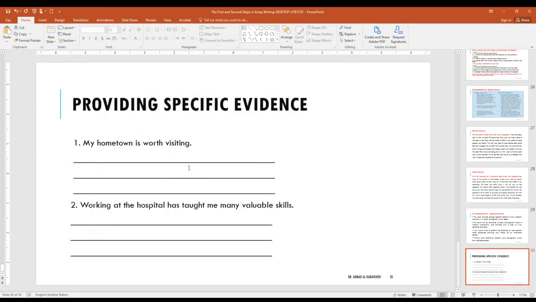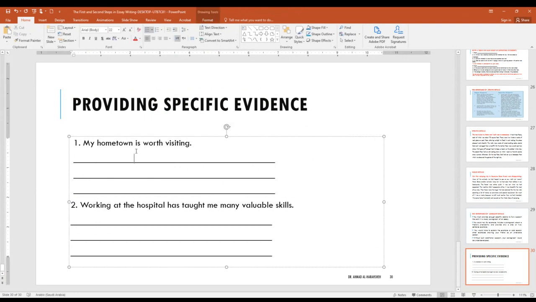Without such additional support, your paragraph would be underdeveloped, right? Here, I'd like you to do this as an assignment for next time: providing specific evidence. My hometown is worth visiting. Working at the hospital has taught me many valuable skills. I'd like you to provide three supporting details for each sentence. I will upload it on Blackboard.